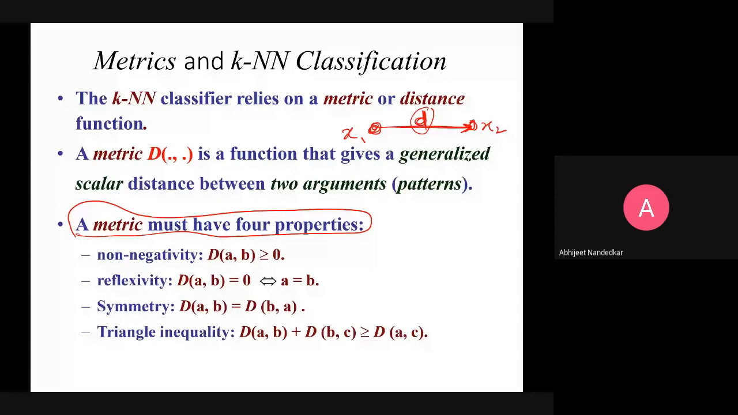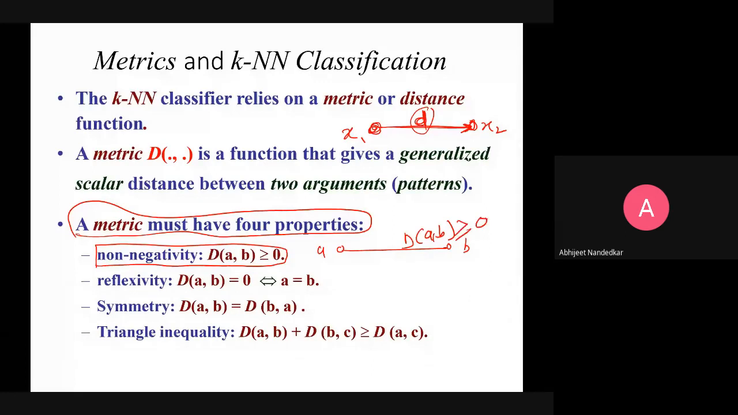Now a metric must have four properties so that you can use it in your problem. The distance measurement method must return a number that is positive or at the least 0. Distance cannot be negative between two points. Suppose this is point A and this is B. This distance AB must be greater than or equal to 0. It cannot be less than 0.